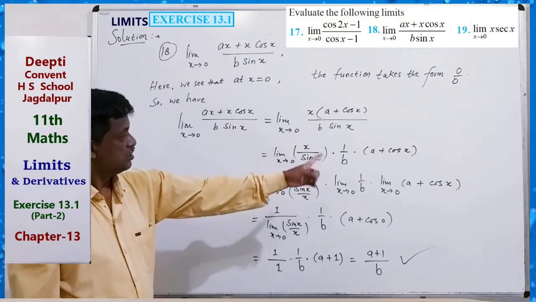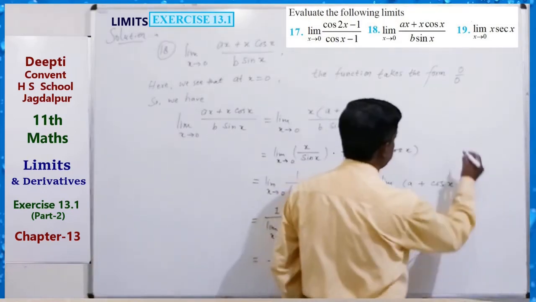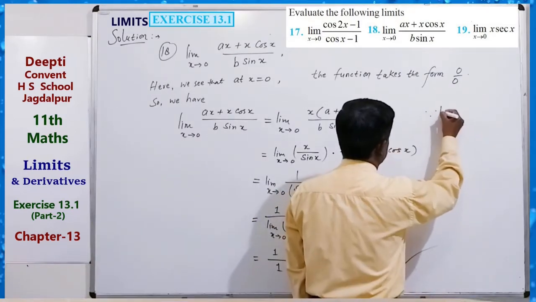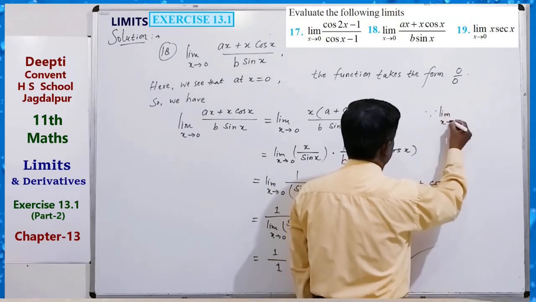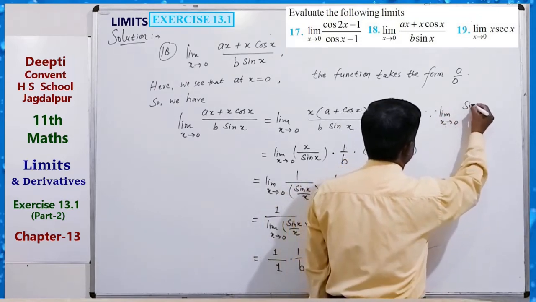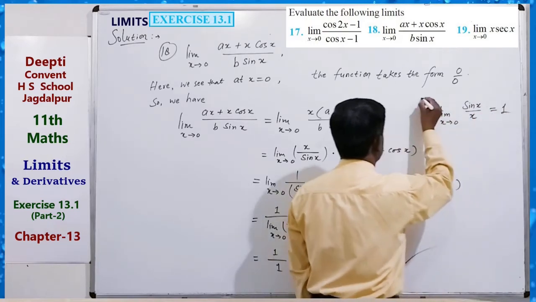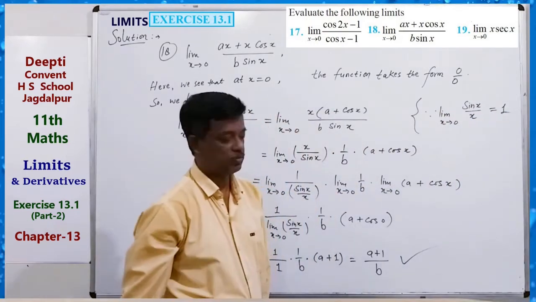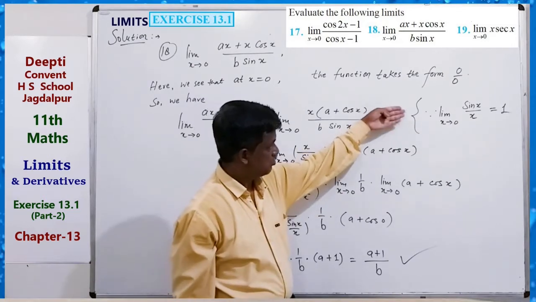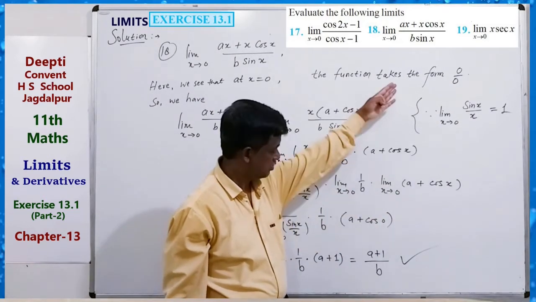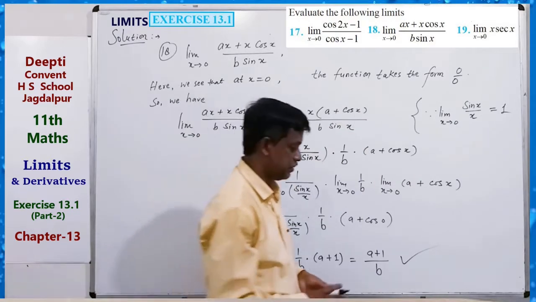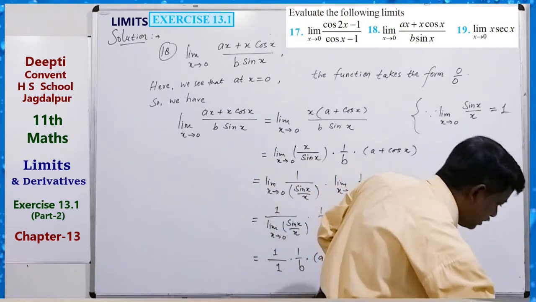Okay. So using here which formula? Since limit x tending to 0 sin x by x is equals to 1. This is our main formula. Just we use this formula here in this place. Okay. Now take question 19.